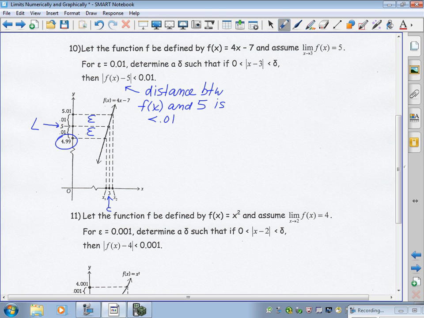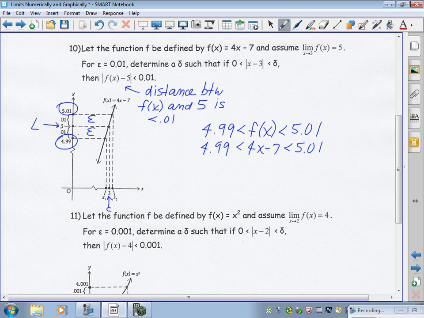So we're going to do just what we did before. You're going to take these two y values here. So take 4.99, put f of x in the middle, and 5.01, and go from there. I'll put f of x in this time. F of x is 4x minus 7. That's as simplified as that can possibly be, so I'm good there. And the first thing I'm going to do now would be to add 7. So 7 and 4 is 11. This will be 11.99. This will be 4x. And this will be 12.01.